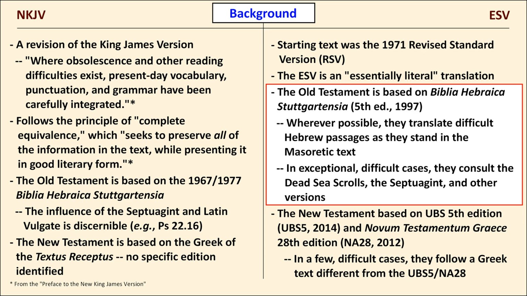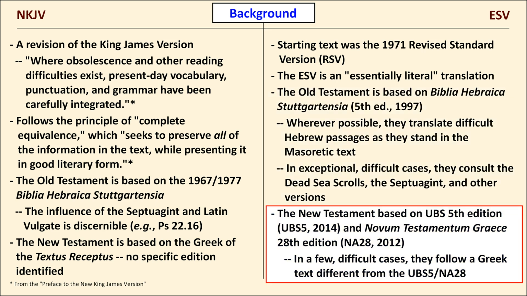I'll show a chart later that tries to gauge how often various translations stray from the Masoretic Hebrew. The English Standard Version New Testament is based on the Nestle Aland 28th edition, but as we'll see later, the translators didn't feel bound to follow it by any means.